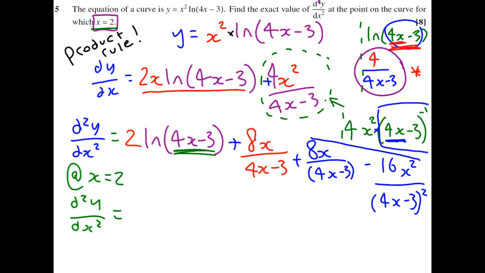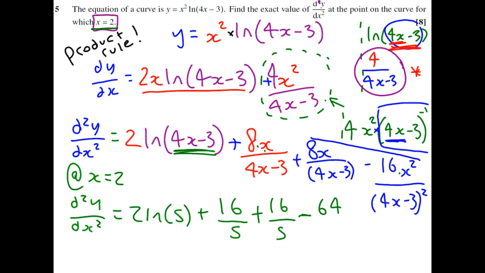Okay, so we're going to be substituting x into this whole expression. The first term, we're going to get 5 in the bracket, 4 times 2 minus 3, 2 ln 5. The second term, we're going to get 8 times 2, 16 over 5. The next one is the same. We're going to get 16 over 5. The next one, we're going to get minus, and it's going to be 4 squared. 2 squared is 4, sorry, answer my own question. Times by 16 is 64. And below we're going to have 5 squared, 25.